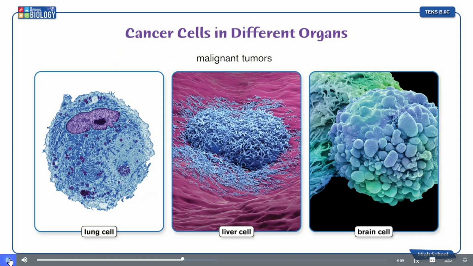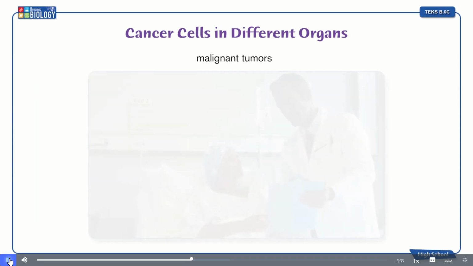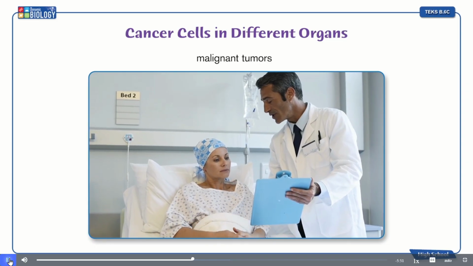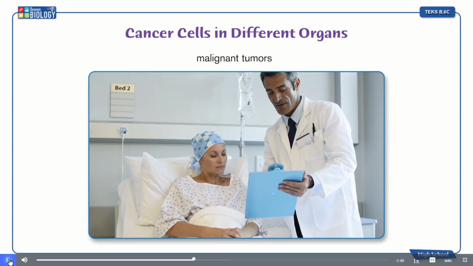The 3 cells shown in the electron micrographs are all from malignant tumors in those organs. Malignant tumors pose a threat to health because their growth interferes with the proper functioning of the tissues and organs in which they are located. Treatment is needed to maintain the good health of the individual.